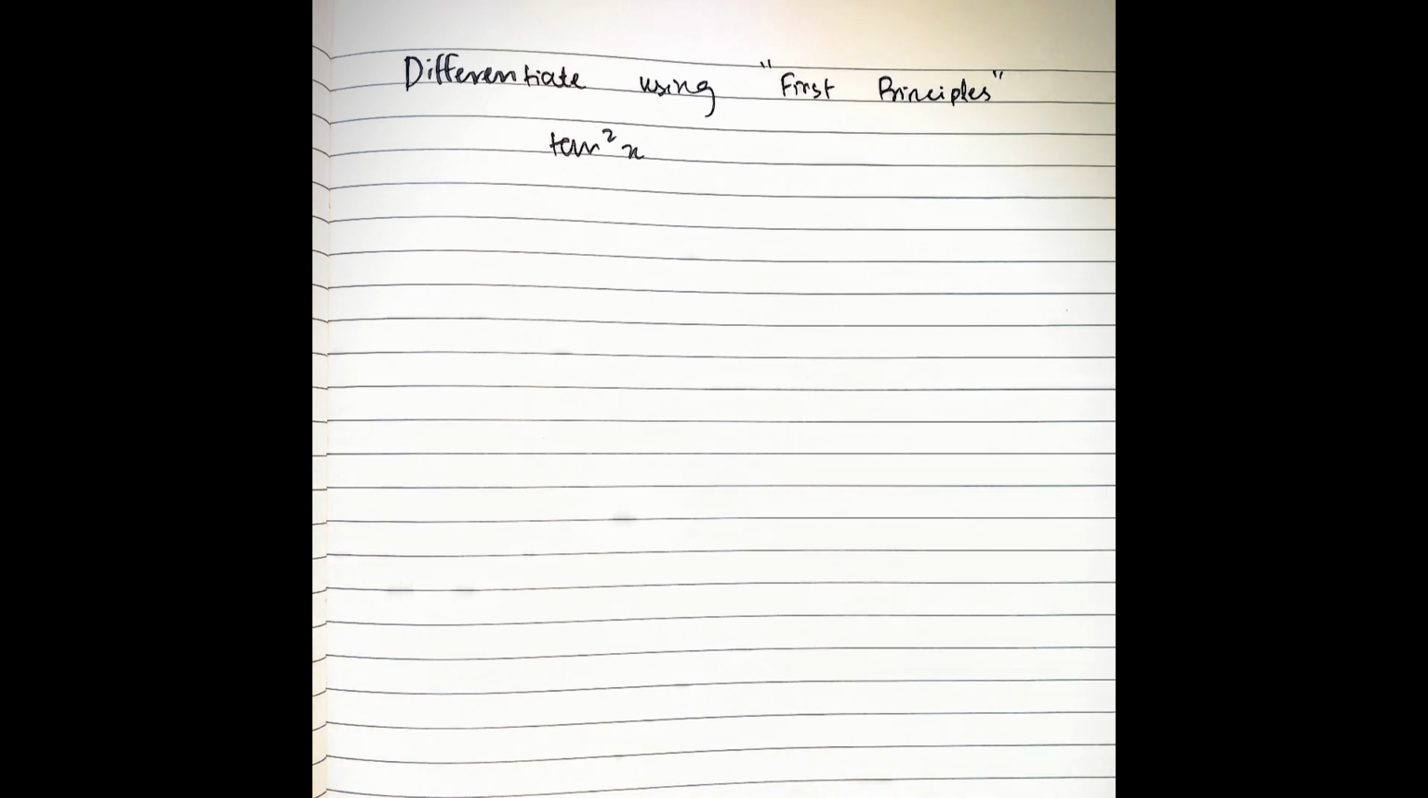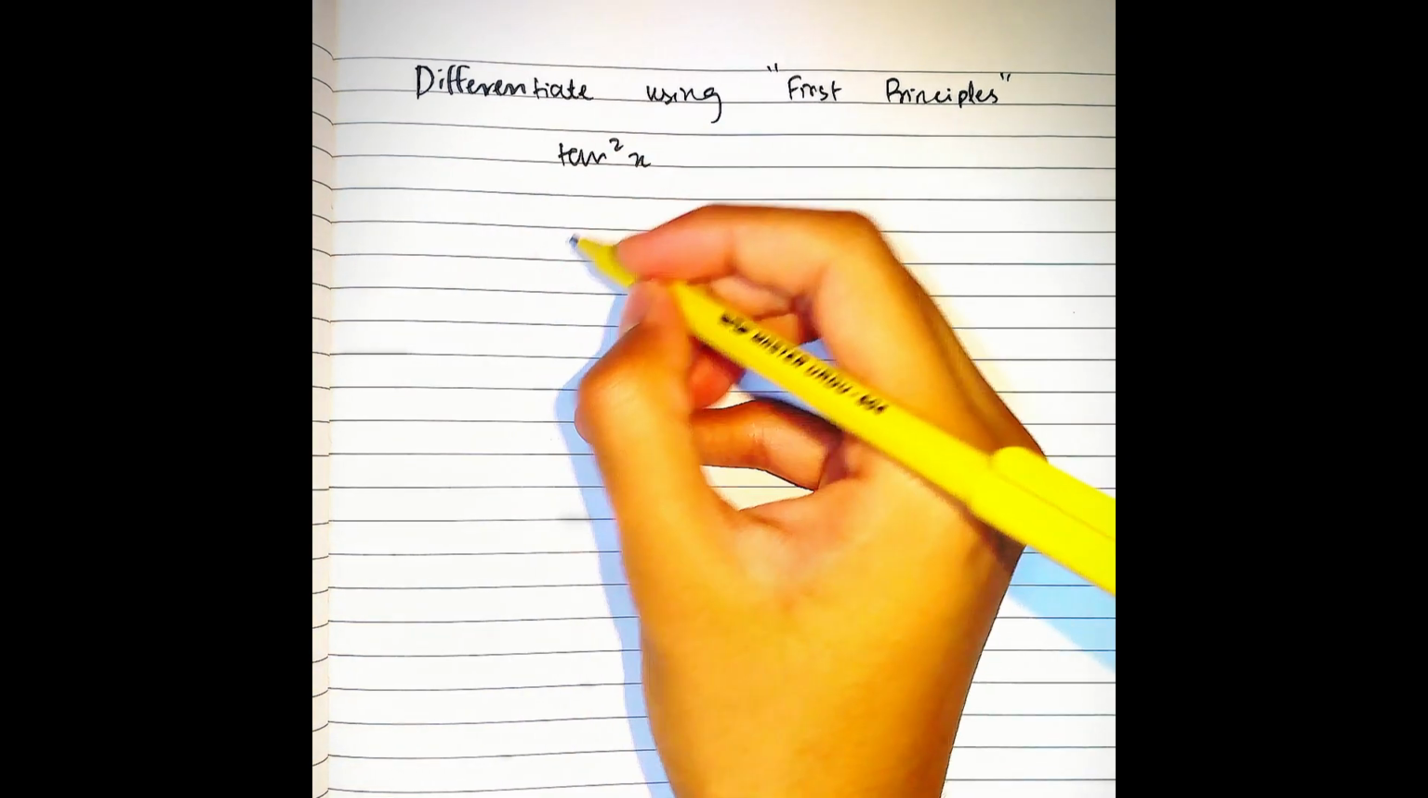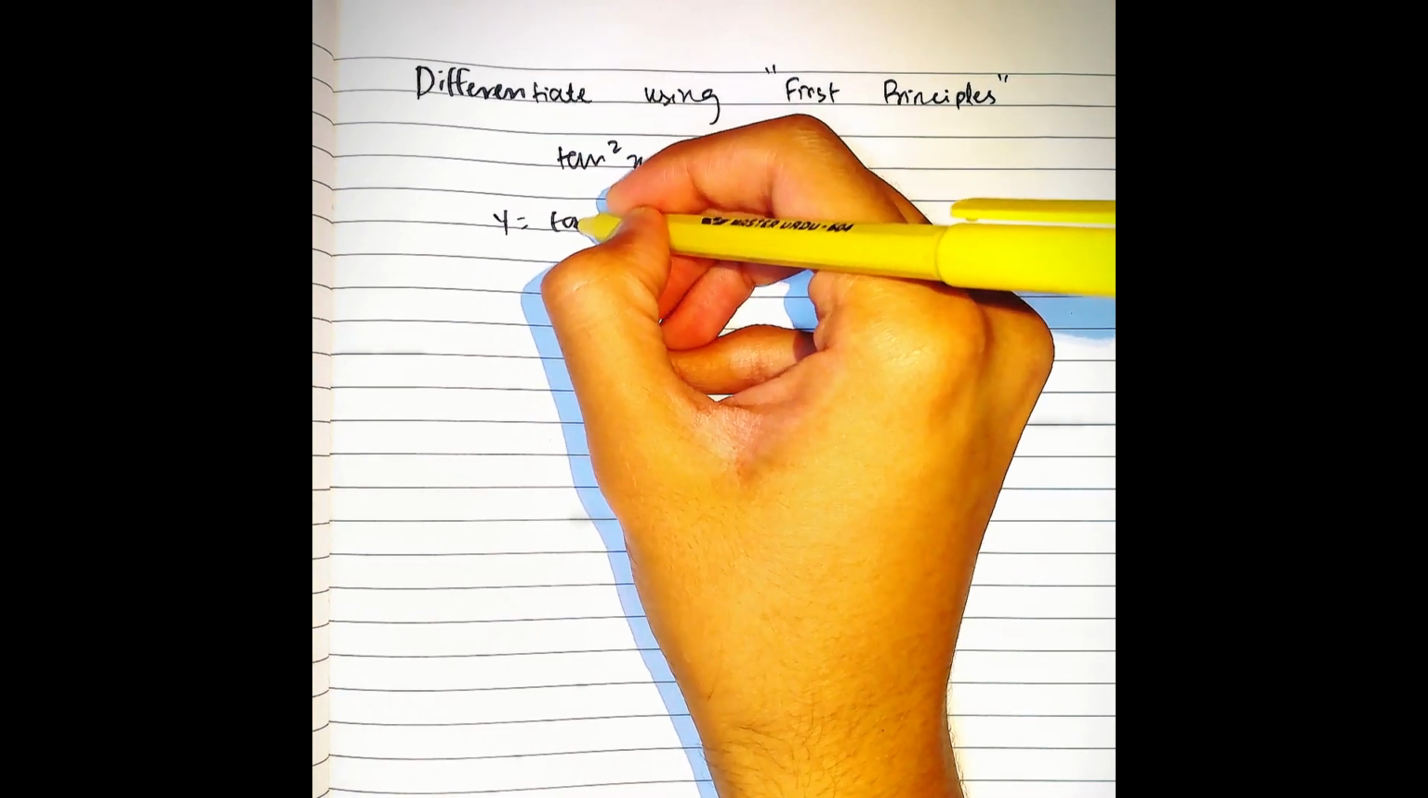Okay, so the function which we are going to deal with today is tan square x. So first of all, let's make this equal to y. y is equal to tan square x.